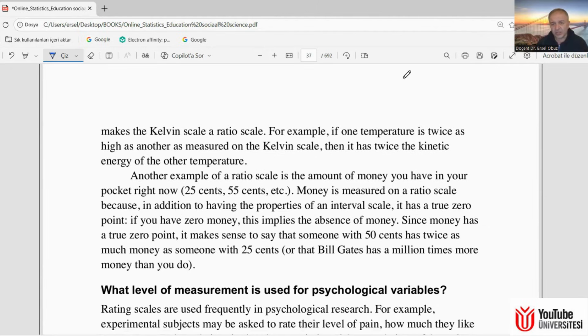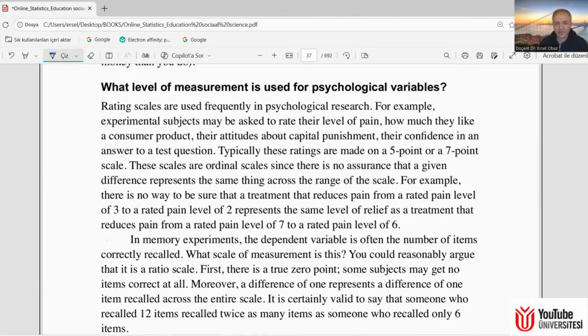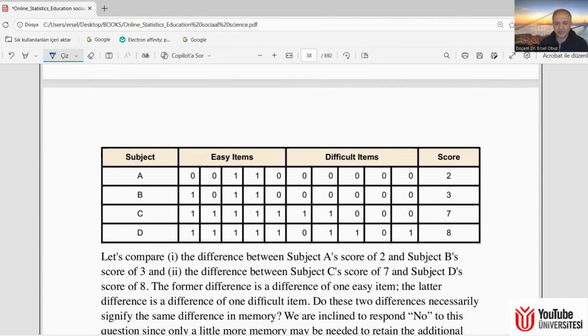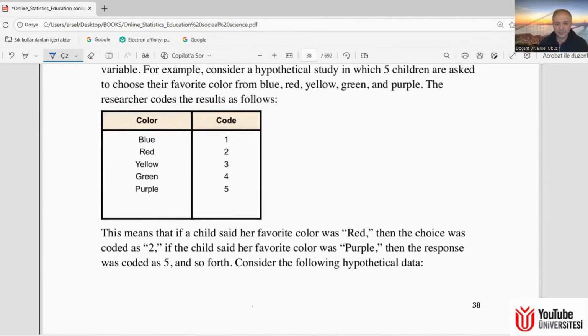So what you can do, you can make a pyramid like this. Nominal scale is gonna be here at the very bottom. Then you will have ordinal, and you will have interval, and finally you will have the ratio variables. Okay? So that's the level of measurement, basically.